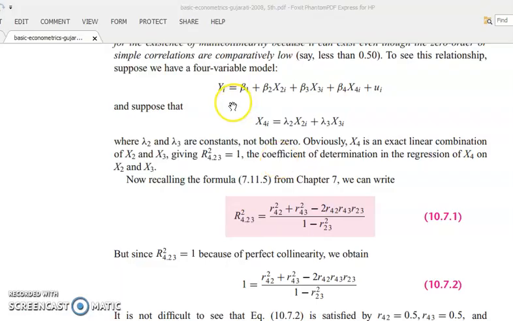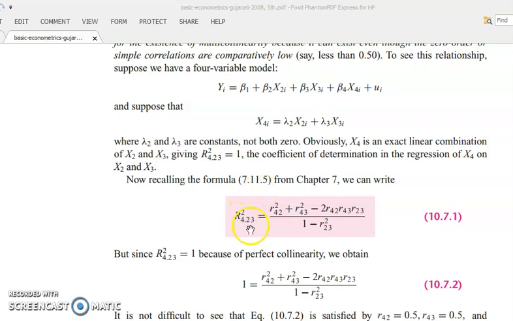This is an example of y regressed on x2, x3, and x4. So there are three independent variables, and suppose that x4 is an exact linear combination of x2 and x3. So if x4 is perfectly collinear with x2 and x3, then R squared 4 to 3 is going to be equal to 1. R squared 4 to 3 means that x4 is regressed on x2 and x3, and the R squared, which is the coefficient of determination, is equal to 1.